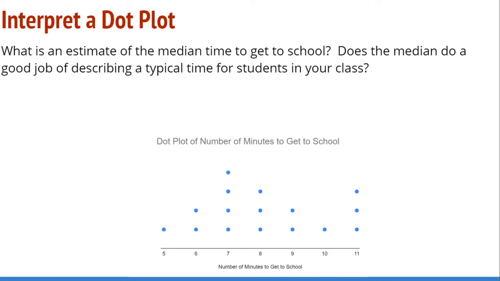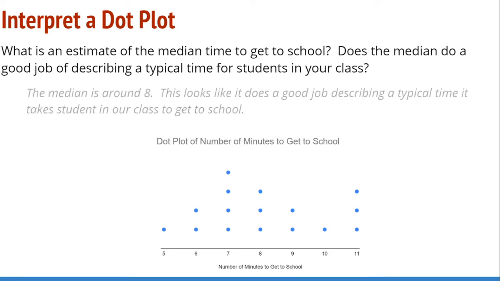So taking a look at our dot plot, what is an estimate of the median time to get to school? And remember, median is the middle. What is the middle time? And think about this question. Does the median do a good job of describing a typical time that it takes students in your class to get to school? And you'd pause, you'd think about this for a second.